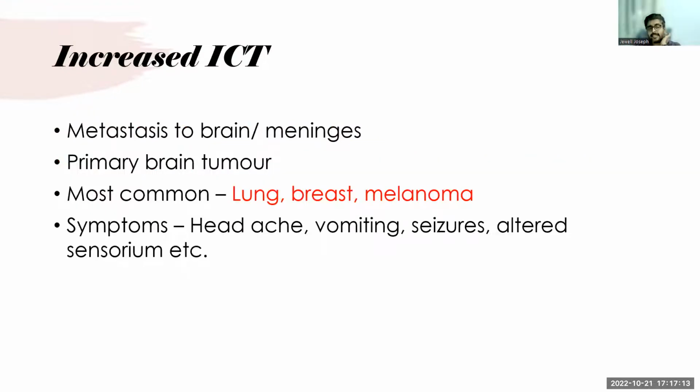So next thing is increased ICT, intracranial tension, in CNS. It can actually occur because of metastasis to brain or meninges, or it can be because of a primary brain tumor also. As you all know, the most common cancer of the brain is a metastasis to brain, not a primary tumor. So that is why I have put it on top of primary brain tumor. Again, the most common malignancies causing brain mets are lung, breast, and melanoma.